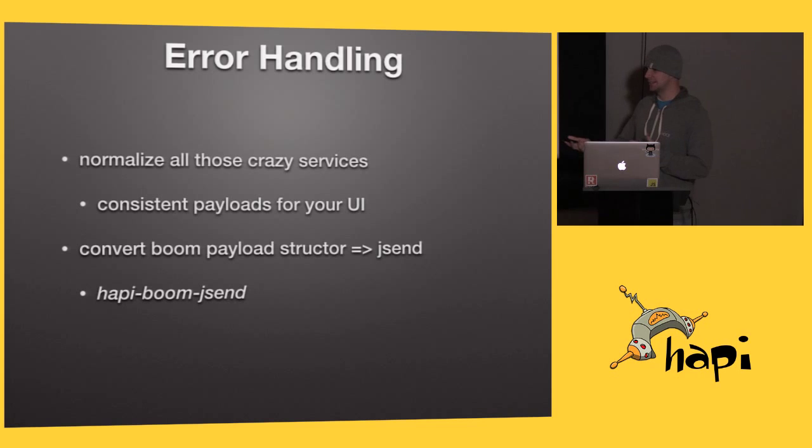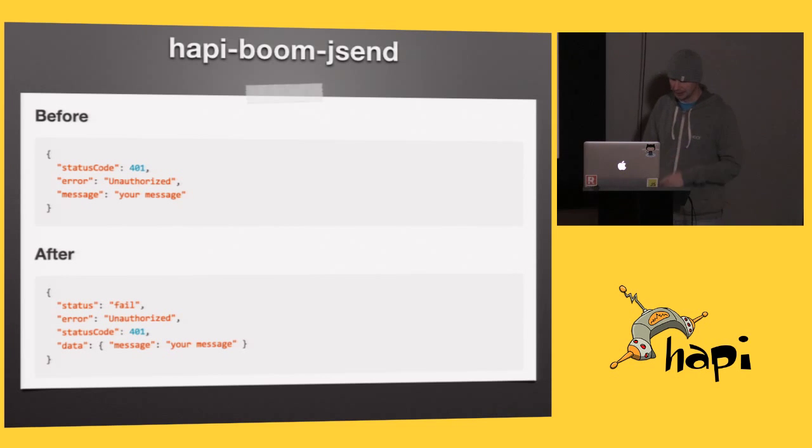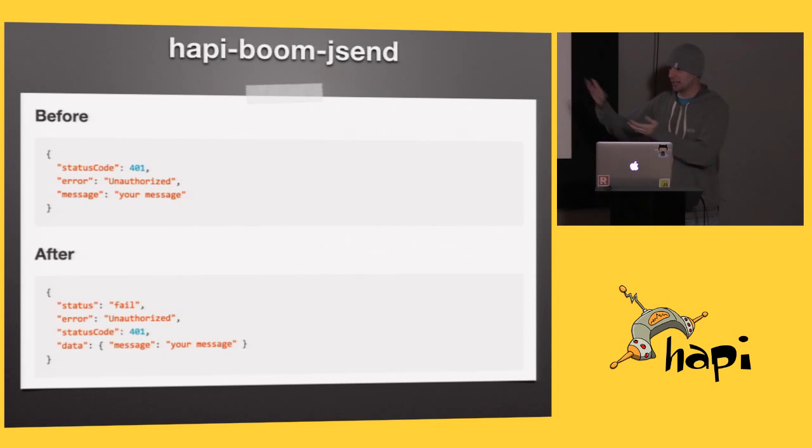So it was really easy to tap into the hooks that Happy provides. I think we used the onPreResponse hook, to take a Boom response and convert it into what our UIs were expecting, which was this thing. We converted these 400 errors into failures and 500s into errors, and left some additional properties that we didn't have before that were helpful. I don't think that'll be super helpful for anyone else, but if you are using JSend, which it sounds like nobody here is, it could be helpful.